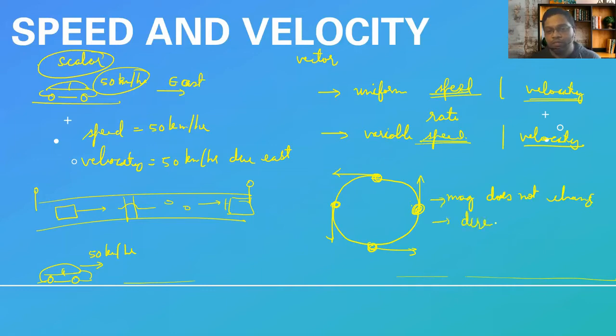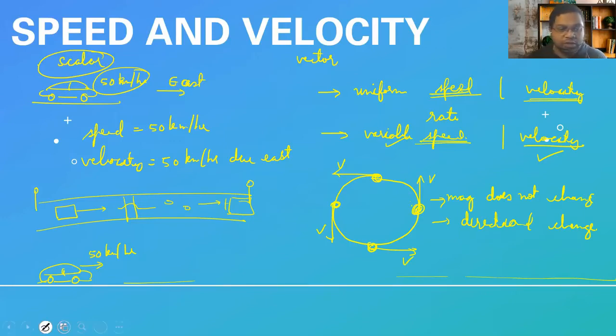However, direction changes. So that will also be categorized as a variable velocity. Okay, this is a very important example, and it is there in the textbook as well. So this tells you that velocity magnitude does not change, but the direction is changing. So it is categorized as variable velocity.